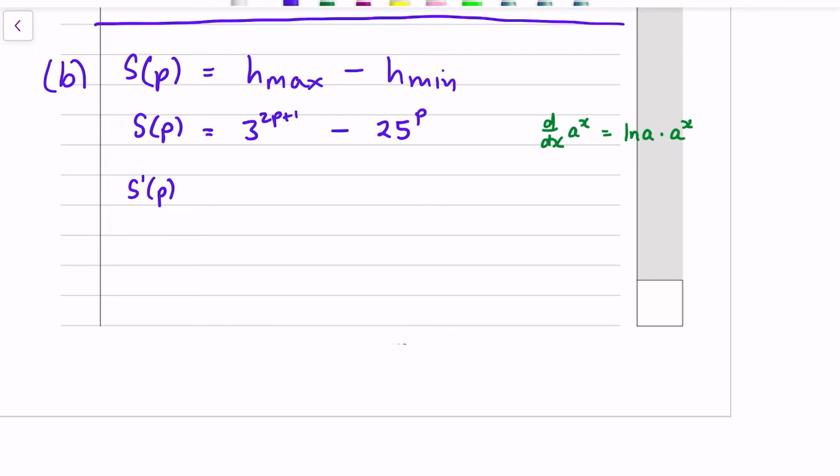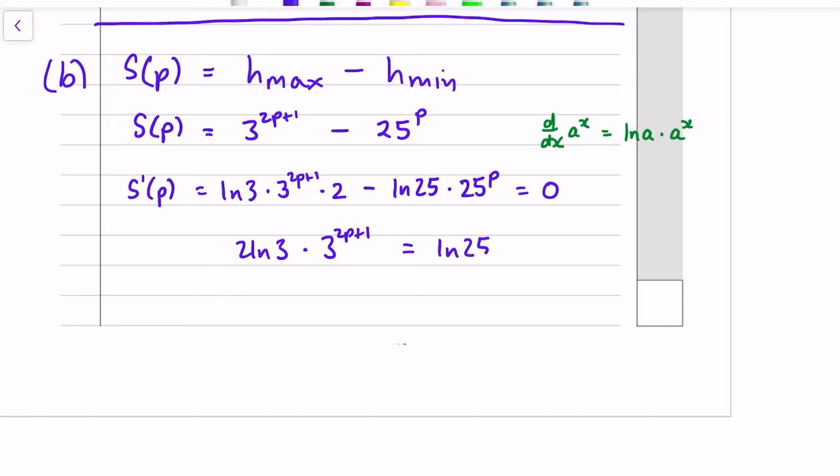Okay, so this first one's 3 to the 2p plus 1 is going to differentiate to ln 3 times itself, times 2 because the chain rule applies still. The power is not x, it's 2p plus 1. And then 25 to the p is ln 25 times 25 to the p. And this equals 0 at a max or a min. And we need to solve this equation for p. So 2 ln 3 multiplied by 3 to the 2p plus 1 equals ln 25 times 25 to the p. Going to divide.